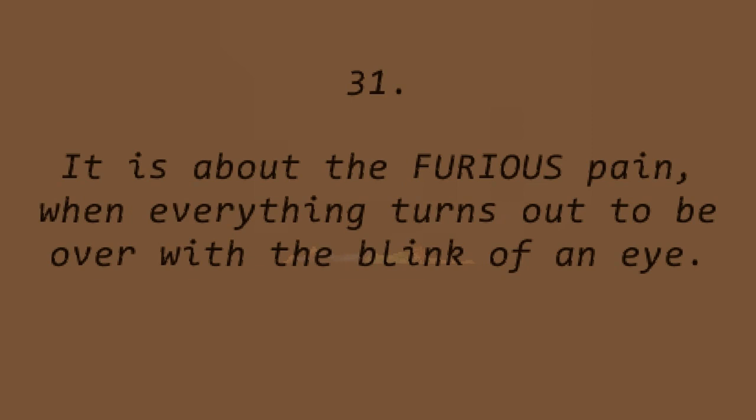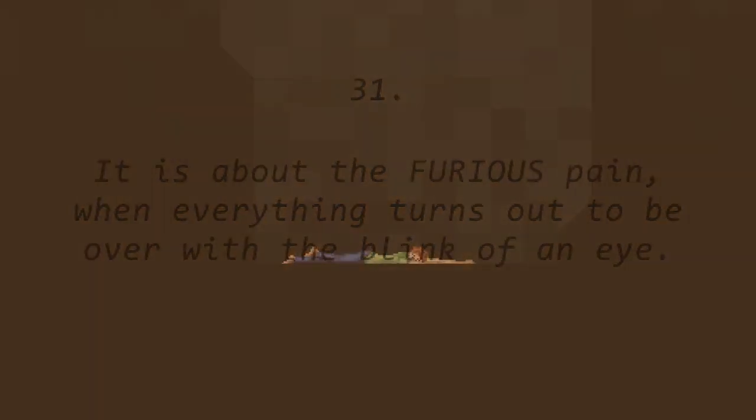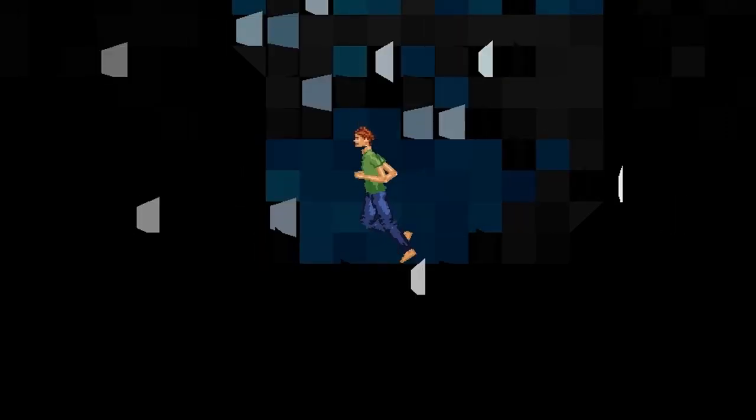It is about the furious pain when everything turns out to be over with in the blink of an eye. Mm. Wow, that's surprisingly dark all of a sudden. There isn't anywhere else to go with this, unfortunately. It seems that I am actually just dead. I did not expect something like that to happen. I figured this was going to be one of those feel-good games, that the end of it would be us coming to some sort of gestalt-like situation.